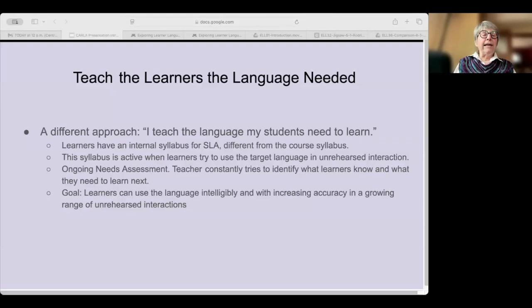unrehearsed interaction. And in a way, this is a kind of ongoing needs assessment focusing on where they are in the syllabus, what they know, and what they need to learn next. And the goal of this more active approach is that learners can use the language intelligibly and with increasing accuracy in a growing range of unrehearsed interactions. Okay, next.